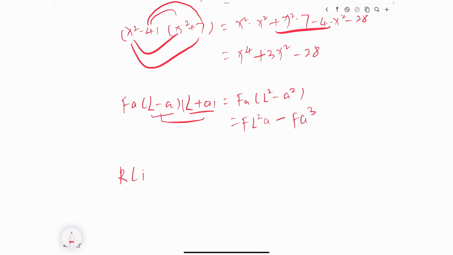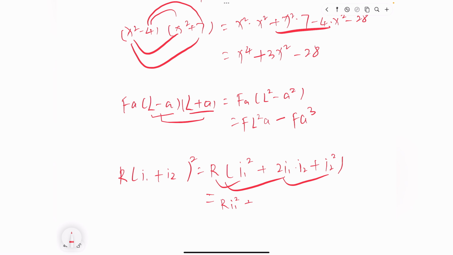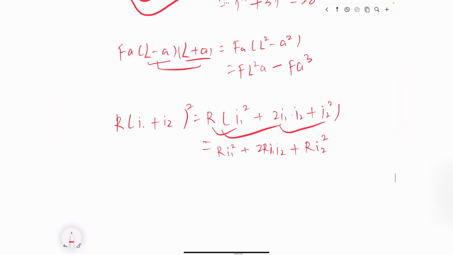If we have R(I1 + I2) squared, the square is outside, so the square is for both. So we have R, and a perfect square, I1 squared plus 2 I1 times I2 plus I2 squared. Then we just multiply R to each term: R times I1 squared plus 2R I1 I2 plus R times I2 squared.